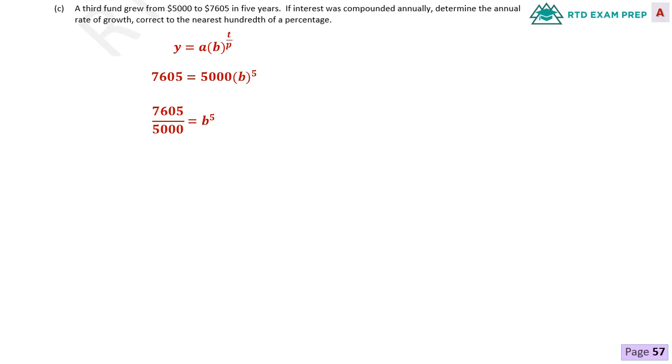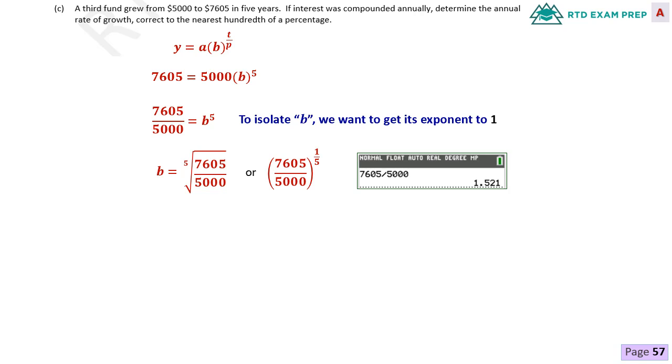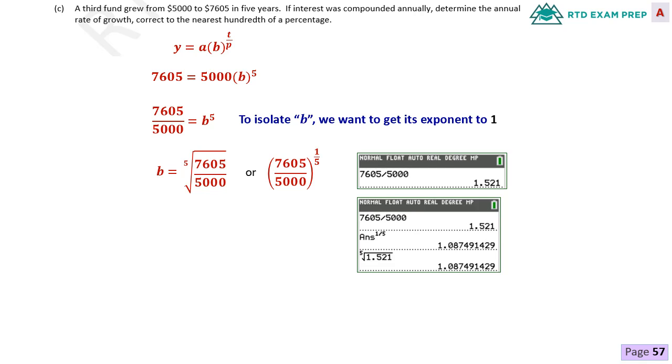As a first step, we'll divide both sides by 5,000. At this point, we need to isolate the b. How do we get rid of that power of 5 on a b? Well, it's not with logs. We need to take the fifth root of each side. That's kind of like having an exponent of 1/5. So multiplying 5 by 1/5 would generate an exponent of 1. And putting the left side to 1/5 is like taking the fifth root of it. So we type this in our calculator and we get a number that is 1.0875.